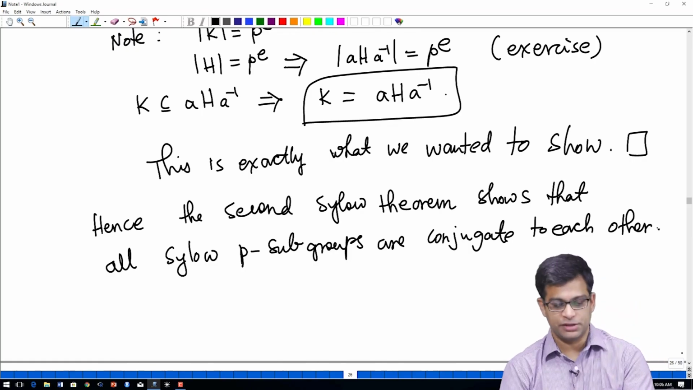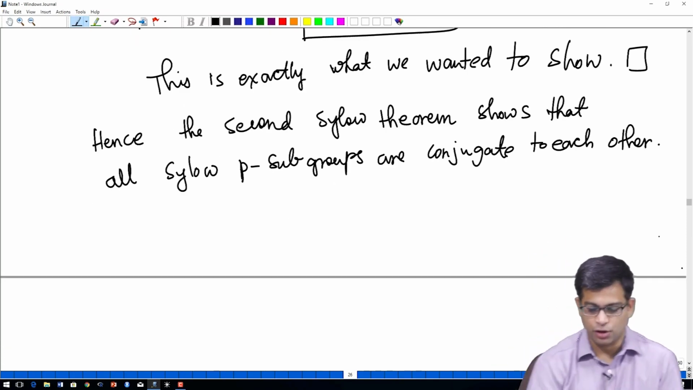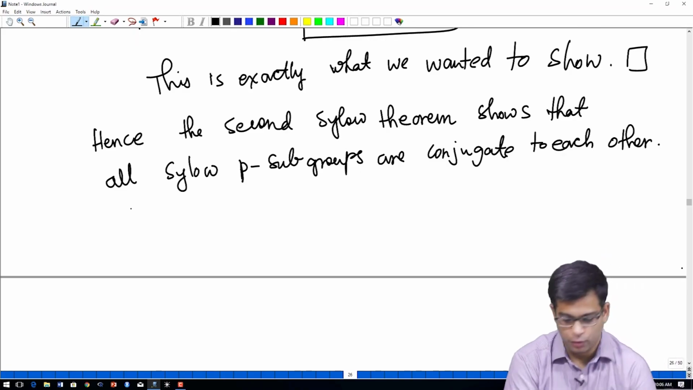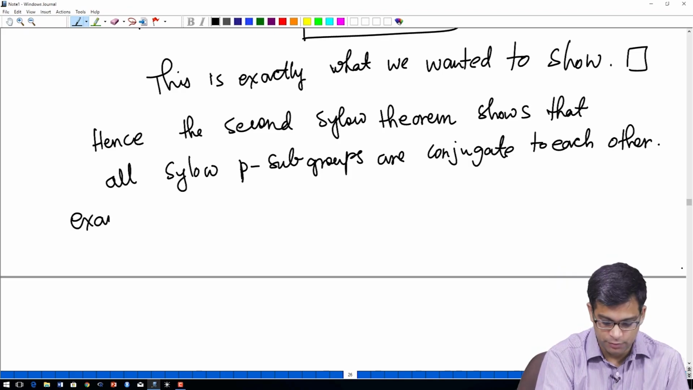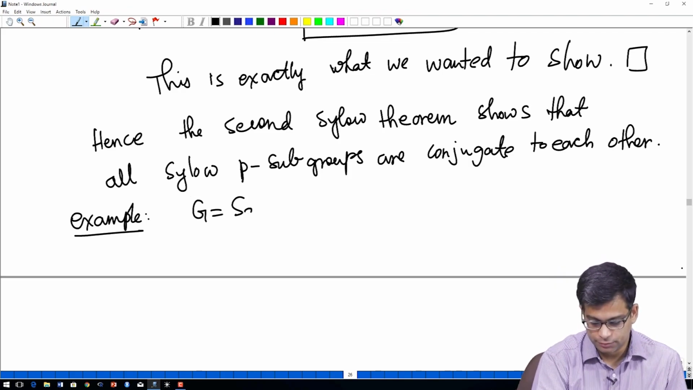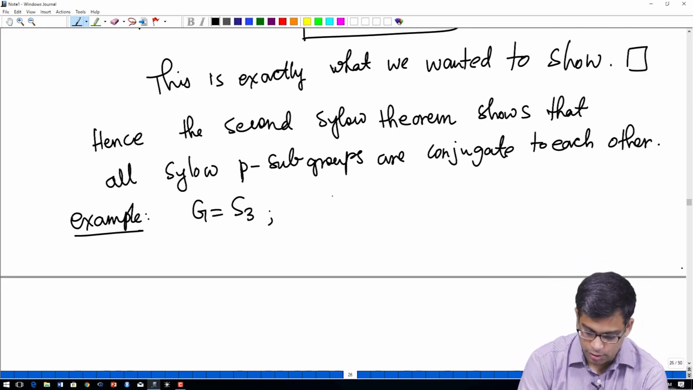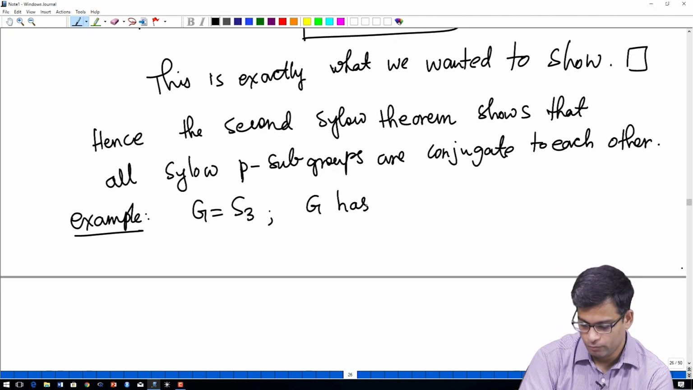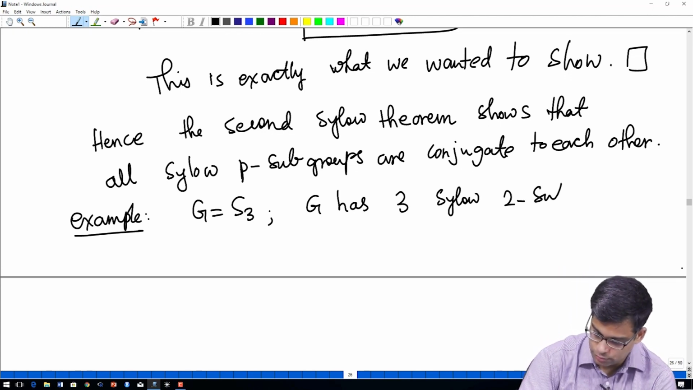So, you take any two Sylow P subgroups, apply the theorem to show that they are conjugate to each other. This is a very strong statement, and I will just give you quickly two remarks here. So, first of all, as an example, let us take S3, and I mentioned in an earlier video that G has 3 Sylow 2 subgroups.